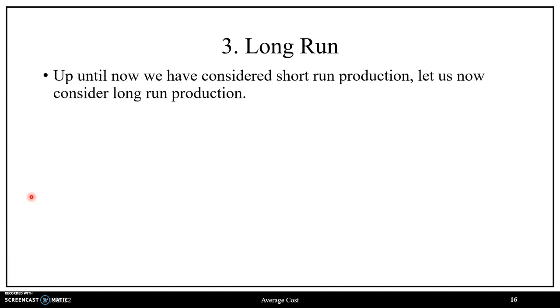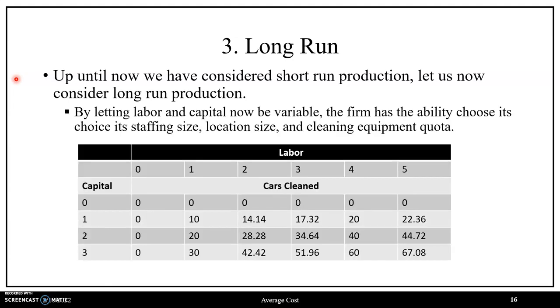So with our discussion on cost complete, where we would like to conclude today is by considering the long run, where up until now we have considered short-run production. Let us now consider long-run production, where recall this means that all our inputs will be variable. Since we're considering a firm that's using labor and capital, labor is going to be variable as before, and now capital will be variable. That is the location size where they're cleaning the cars, as well as the cleaning equipment.